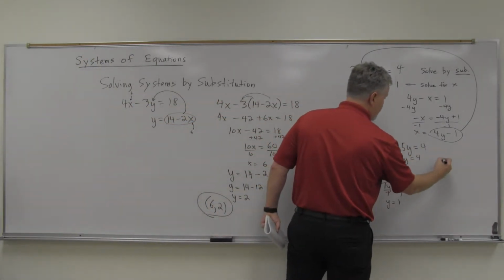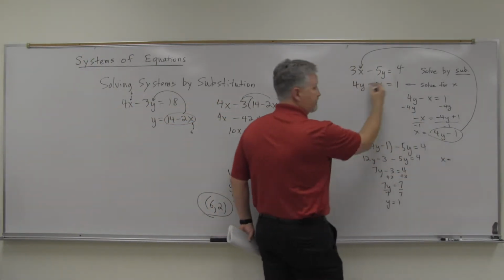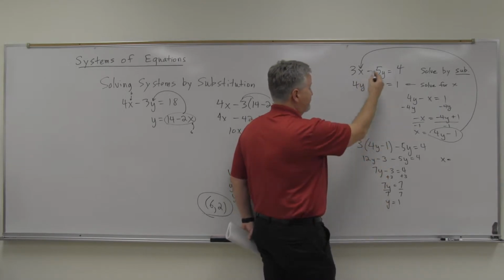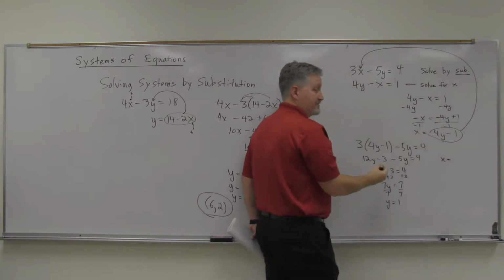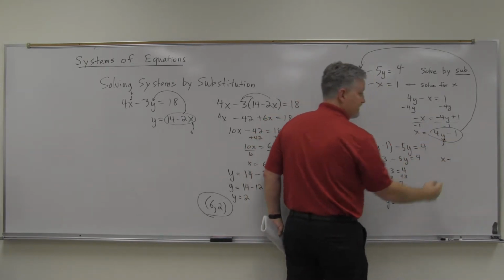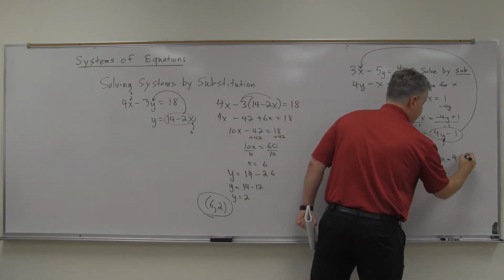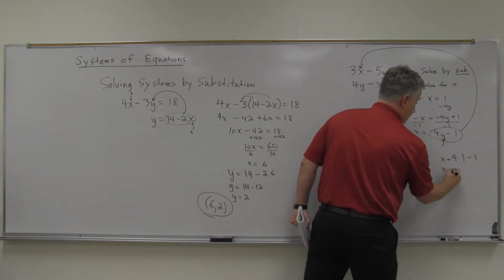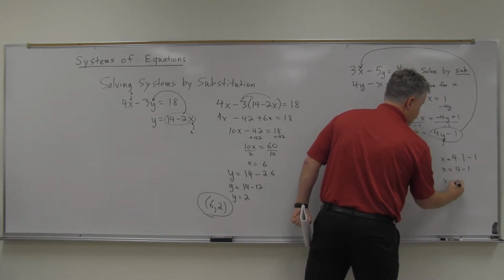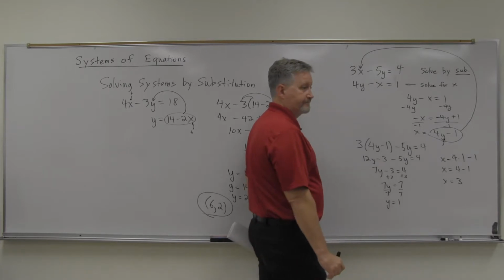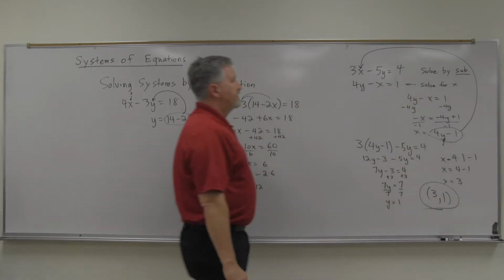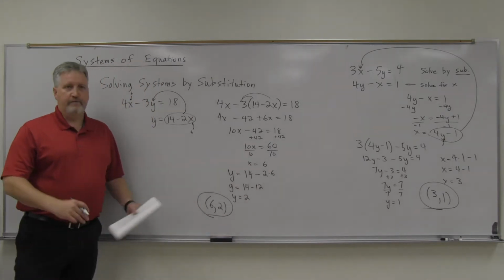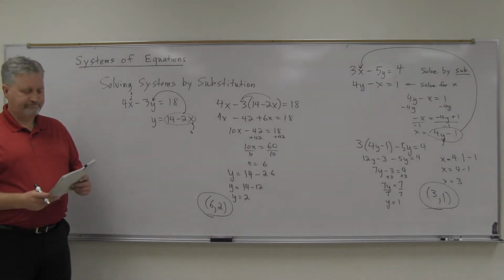Well, if I go back here, like I said, you can substitute 1 wherever you want, here, here, or even here. Just make it easier on ourselves. Let's plug it in here, because then all we have to do is evaluate that and see that x is 3. Yes? 3, 1 is the solution to that system. Again, we get one answer, one ordered pair.